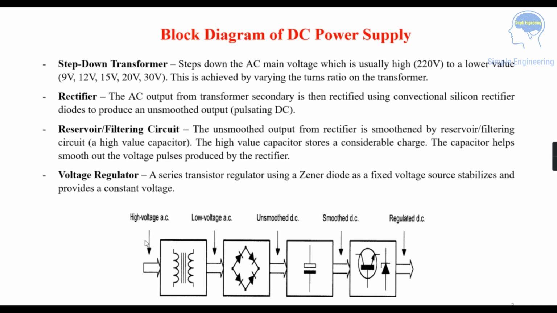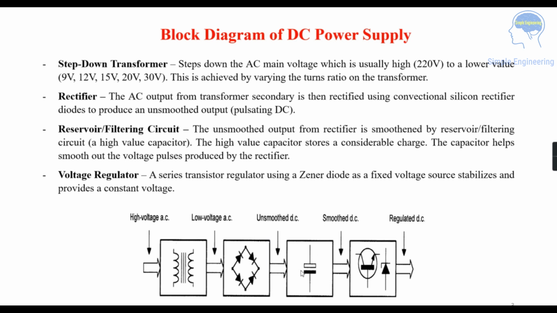So here you can see that high voltage AC is given as input. This is your step down transformer. From that, in the secondary you will be getting a low voltage AC. Then that is given to a rectifier circuit, where you will have silicon rectifier diodes. Then it will convert your AC into DC. So you will be getting an unsmoothed DC over here.